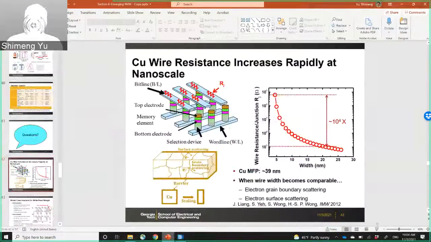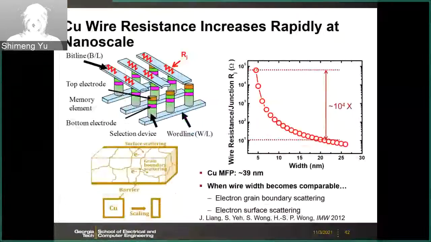Okay, so the other problem is this IR drop, especially when the wire width becomes smaller, or with your scaling of the technology node, the resistivity of the wire will exponentially increase. So here we show the width of the wire, and here is the resistance per junction, that means per segment, the resistance RJ. This is the resistance per segment. So if the width is below like 20 nanometers, then the resistance will exponentially increase. The reason is due to this surface scattering.